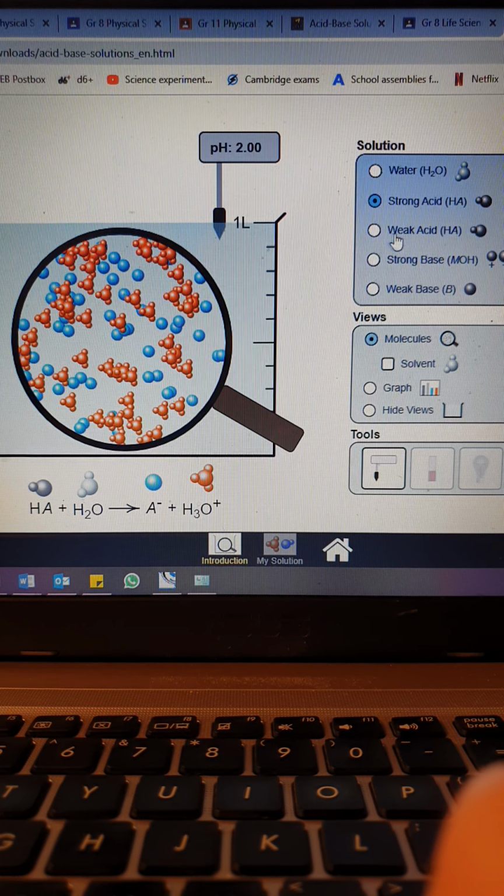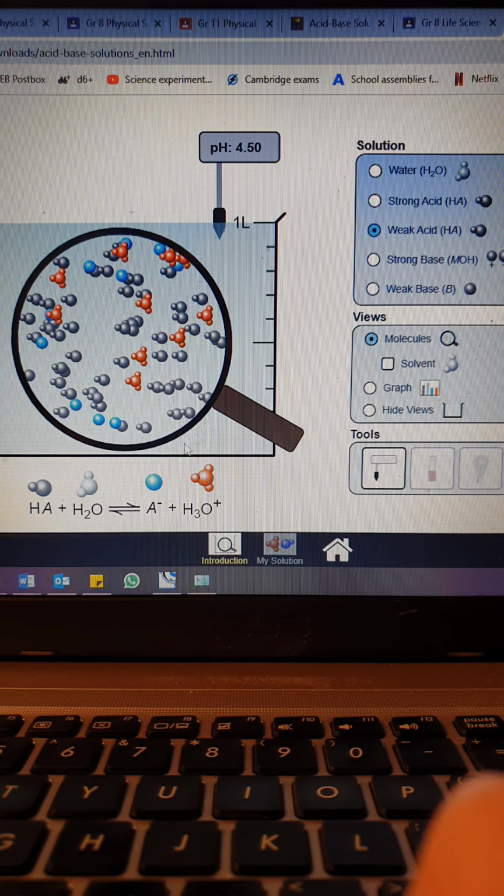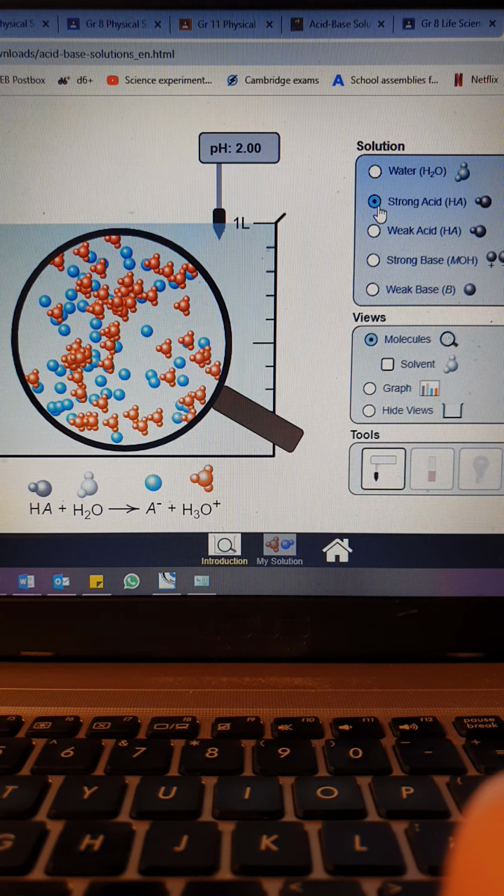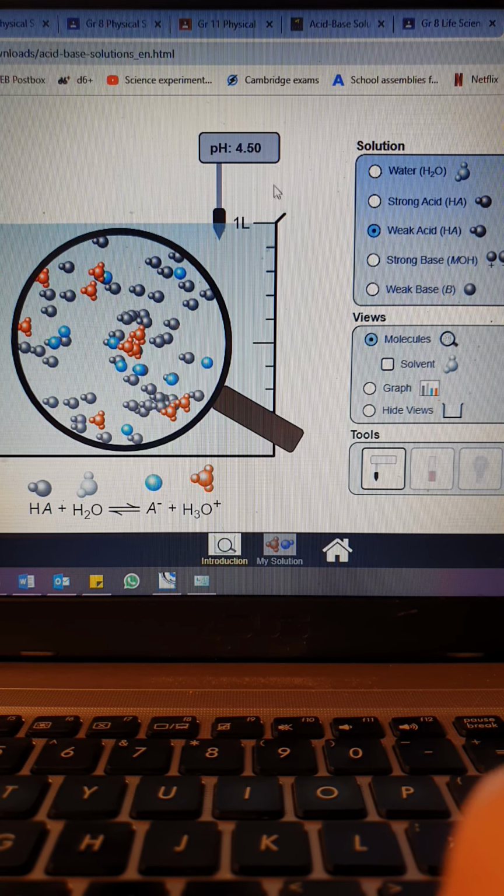Now take a look at the weak acid. Here's our weak acid with our gray molecule, and again the same red and blue. Look how many of the gray there are still in the solution. I forgot to look at the pH of that one. This is our strong acid, the pH was 2. Now if you look at our weak acid, can you see that our pH is a little higher?